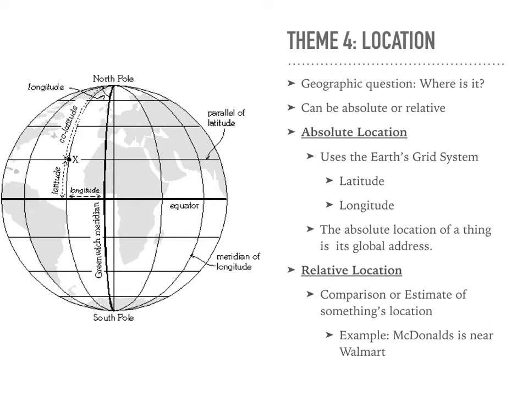Anytime you talk about absolute location, you are giving an ordered pair, if you know what that is. Basically, what an ordered pair is, it's two sets of numbers in parentheses, and one represents the latitude, and one represents the longitude, and that gives you what's called the global address of that location. Absolute location is always, always, always numbers. A set of numbers.